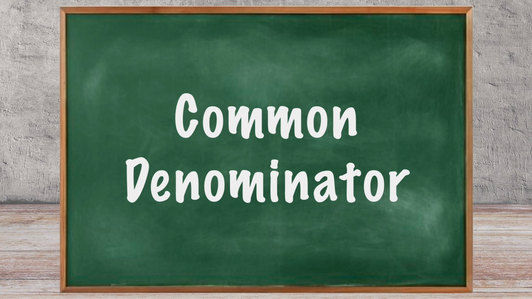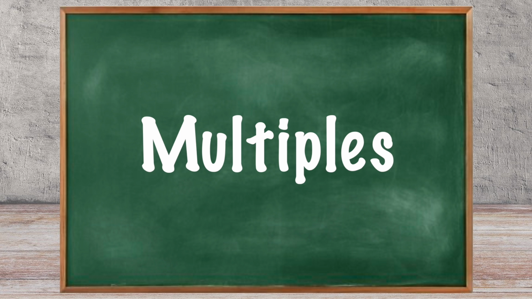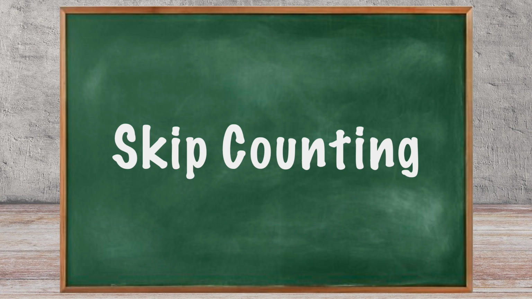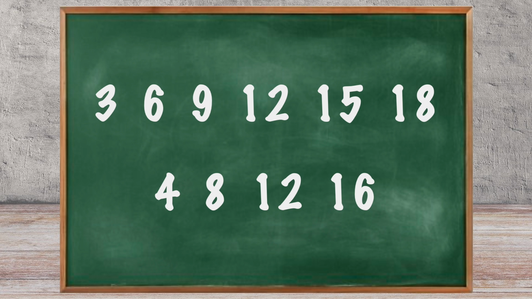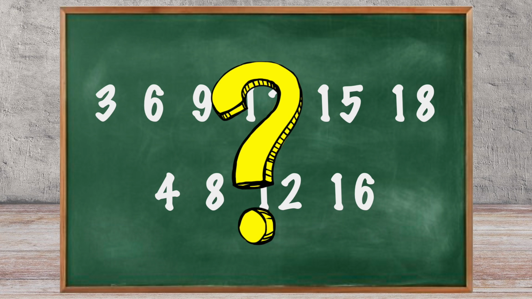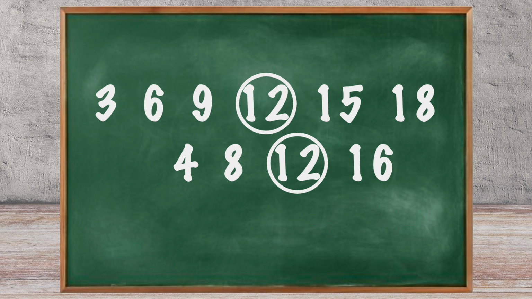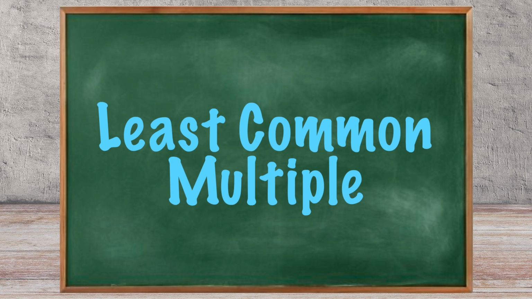One way is to make a list of the multiples of each denominator. Basically, that's skip counting. Let's skip count by 3s. 3, 6, 9, 12, 15, 18. Let's skip count by 4s. 4, 8, 12, 16. Do we see any numbers in common? Yes. 12 is a multiple of 3 and 12 is a multiple of 4. Since it's the first one we find, we call it the least common multiple.